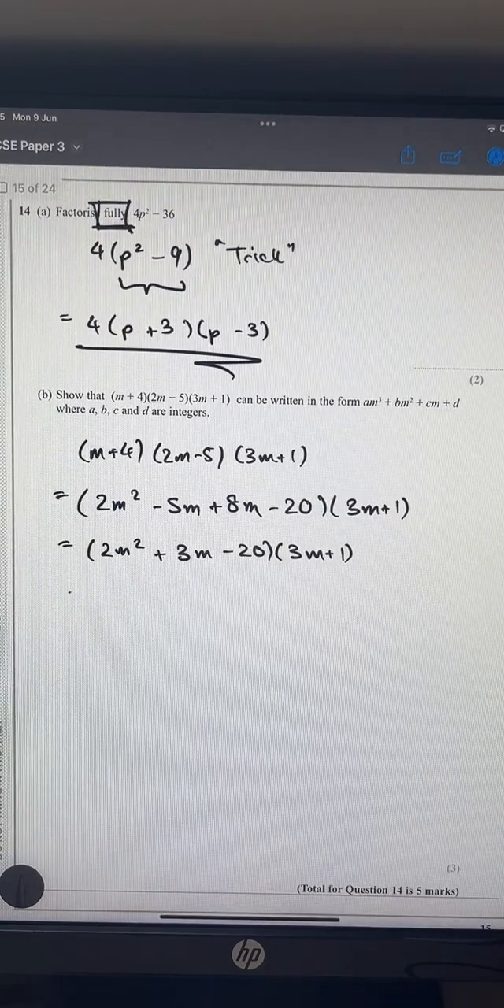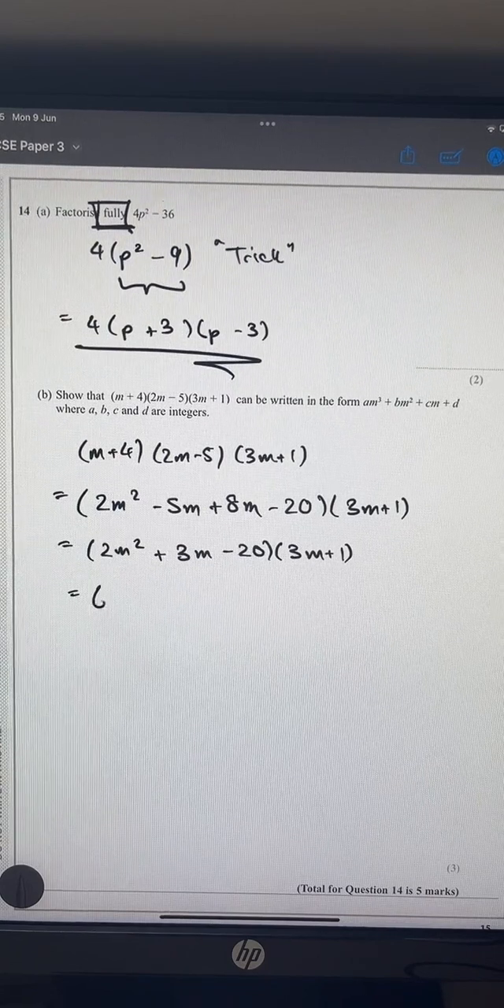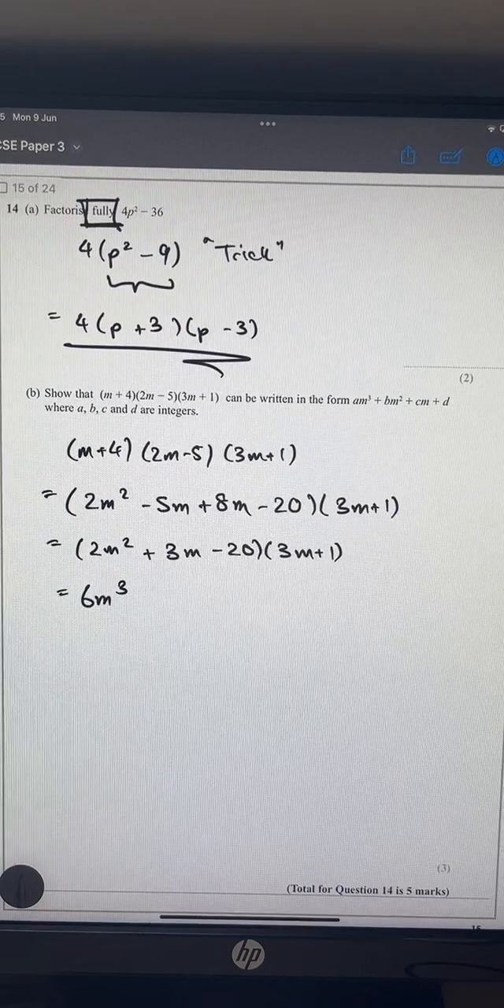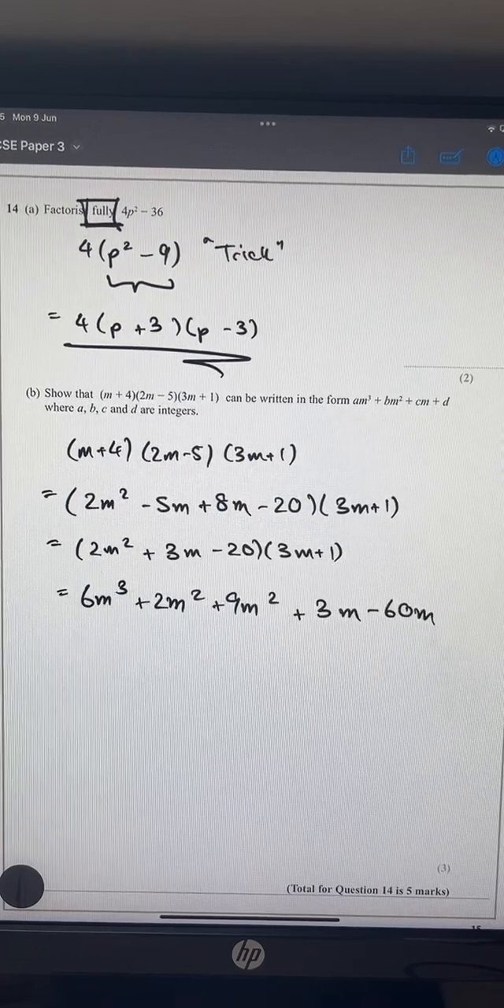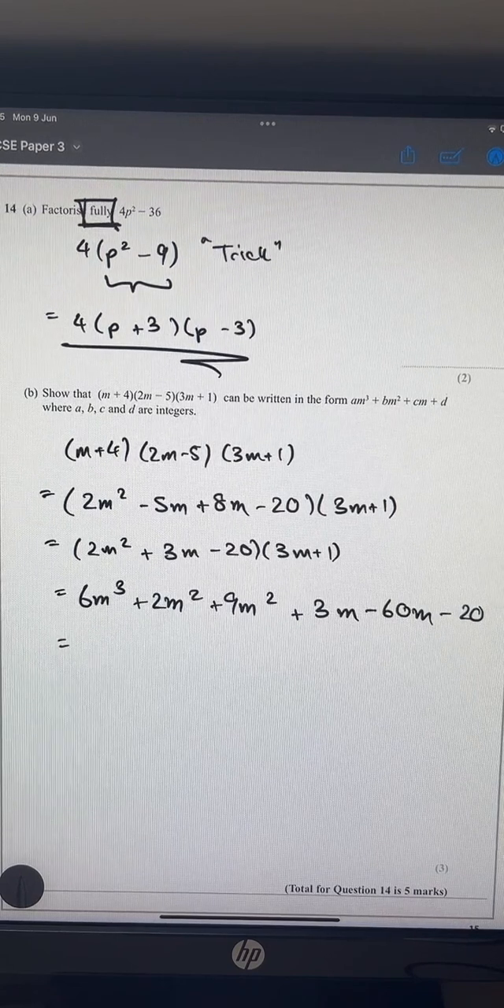Now I can't really simplify this further, so let's expand out by multiplying again. 2m squared times 3m is 6m cubed. Remember, m squared times m cubed. 2m squared times 1 is plus 2m squared. 3m times 3m is 9m squared, and 3m times 1 is plus 3m, and minus 20 times 3m is minus 60m, and minus 20 times 1 is minus 20. And that's it. Just take your first term and multiply by everything in the second bracket. Do it logically so you know you've multiplied everything through and you've not multiplied anything like twice in a row.